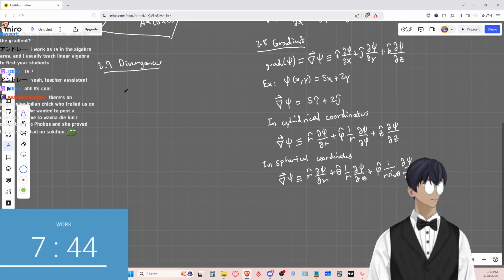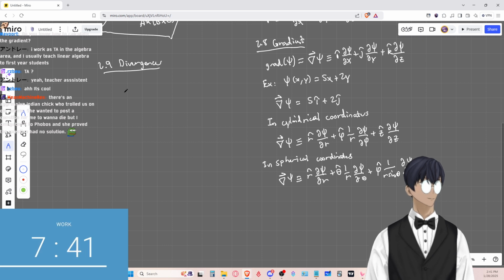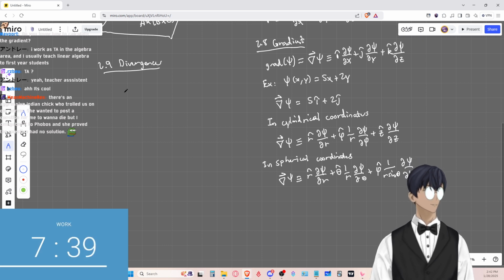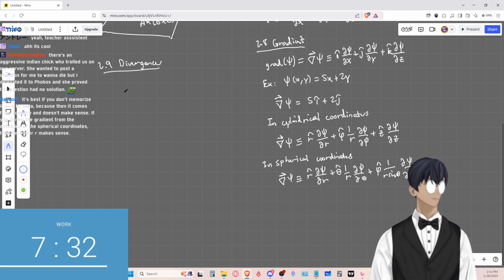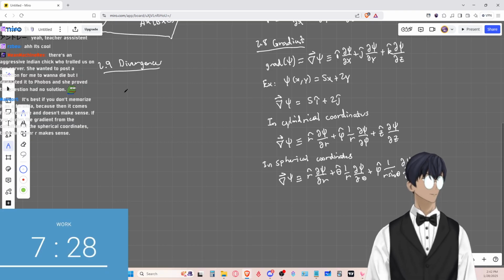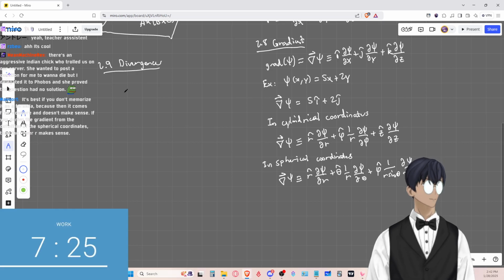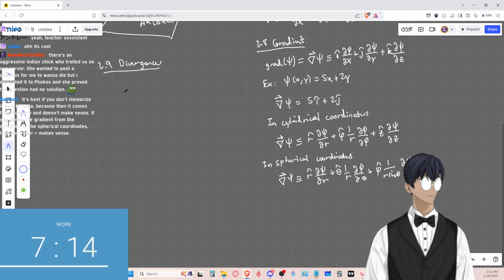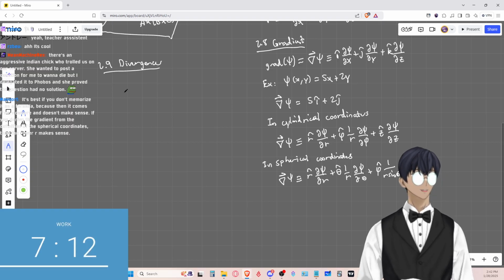Oh, I'm sorry to read that, Mean Machine Rex. It's best if you don't memorize it as a formula, because then it comes out of nowhere and it doesn't make sense. If you derive the gradient from the definition of spherical coordinates, then the 1 over r makes sense. Oh, okay.